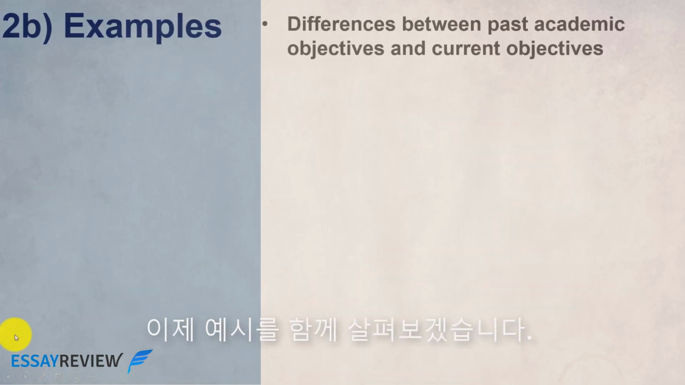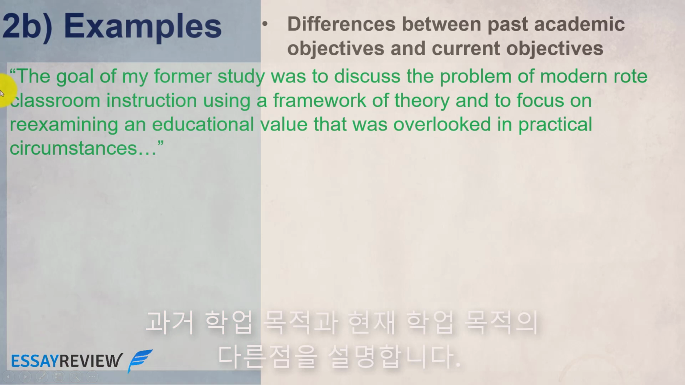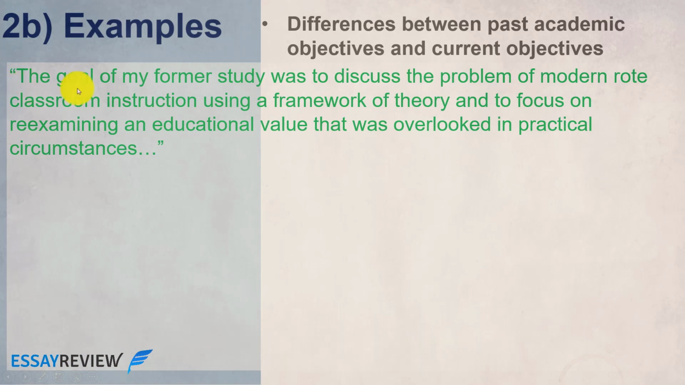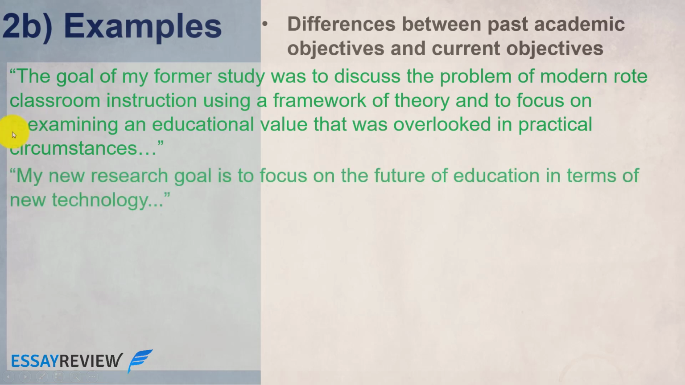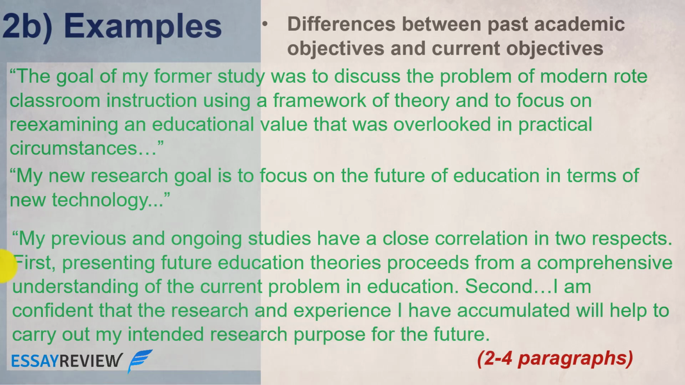So let's look at some examples of this. This person talks about the differences between past academic objectives and current objectives. So they start out with the past. The goal of my former study was to discuss the problems, etc., etc. My new research goal is to focus on the future of education in terms of new technology. And in the third part, they can discuss how the old and new objectives are connected.